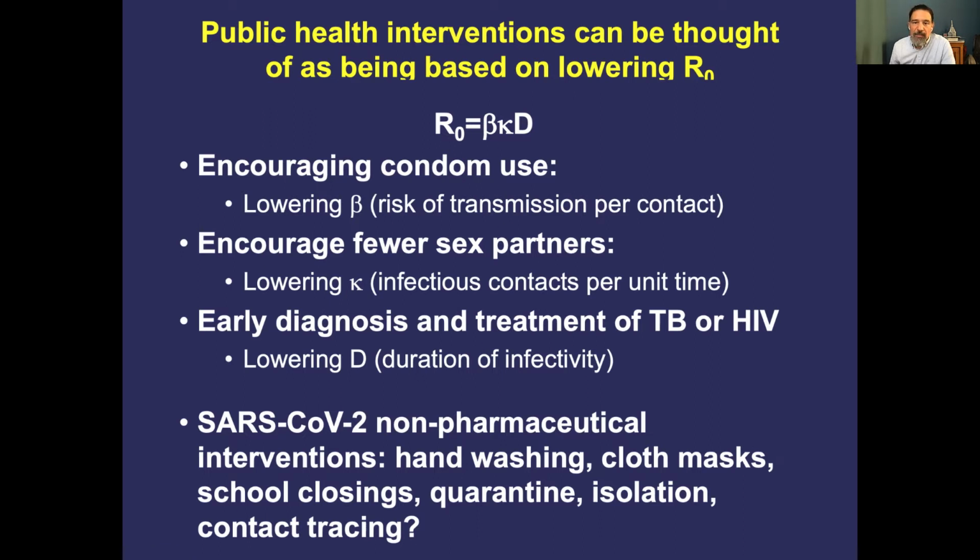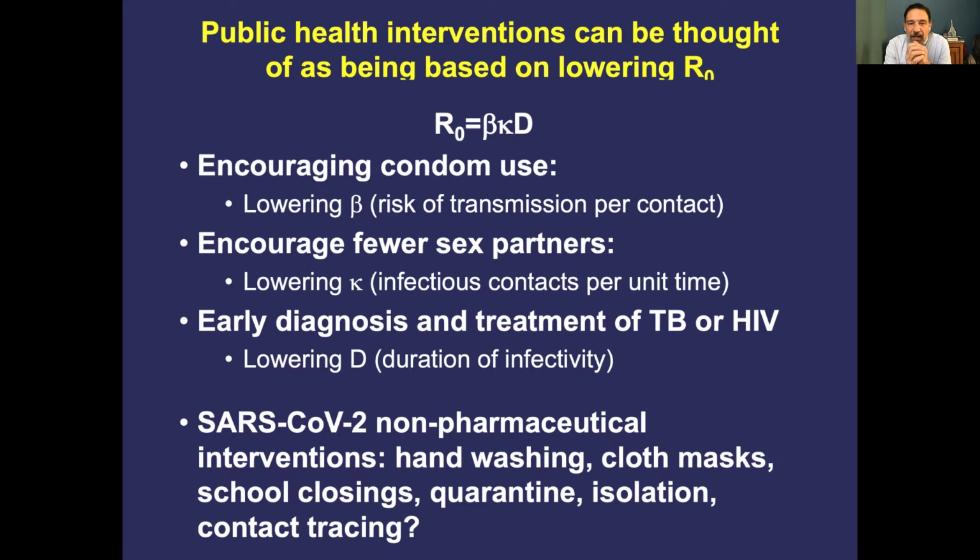And what about some of the non-pharmaceutical interventions for SARS-CoV-2 listed here? Can you identify which component of R naught they're targeting here? So hand washing, cloth masks. What component of the basic reproductive rate might be represented by these non-pharmaceutical interventions?